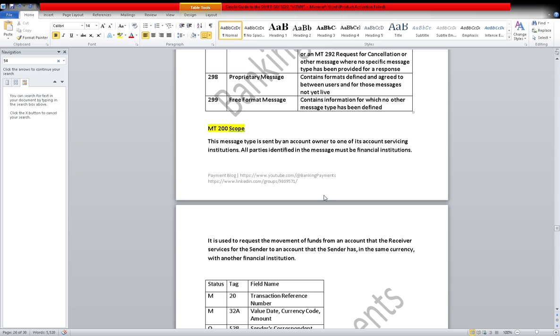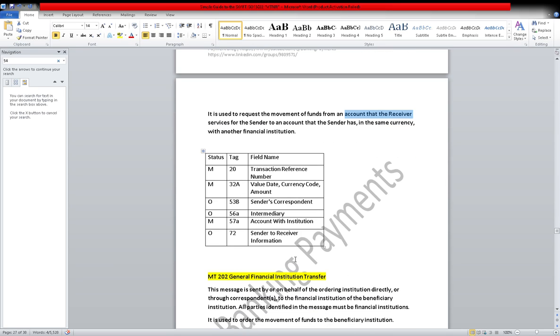MT200. What is the scope of MT200? The message type is sent by an account owner to one of its account servicing institutions. All the parties identified in the message must be financial institutions. Means your payment is sent from one account to another account, and it should be a bank only. It is used to request the movement of funds from an account that the receiver services for the sender to an account that the sender has in the same currency with a normal financial institution. Normally, whatever you are sending, it is in the same country.